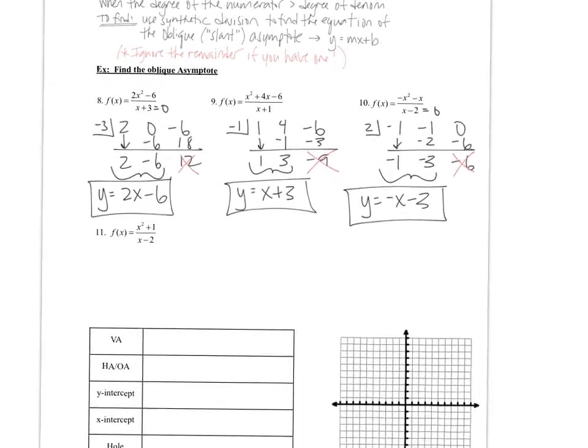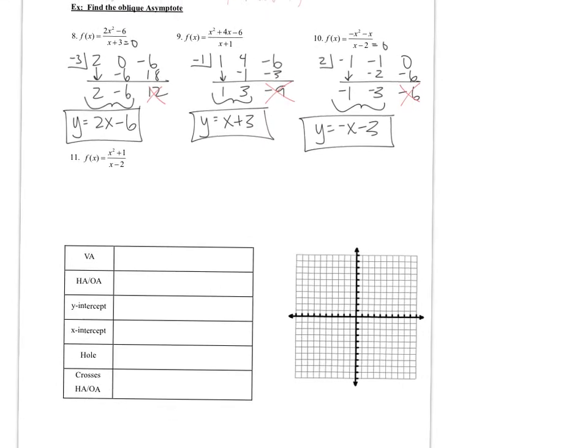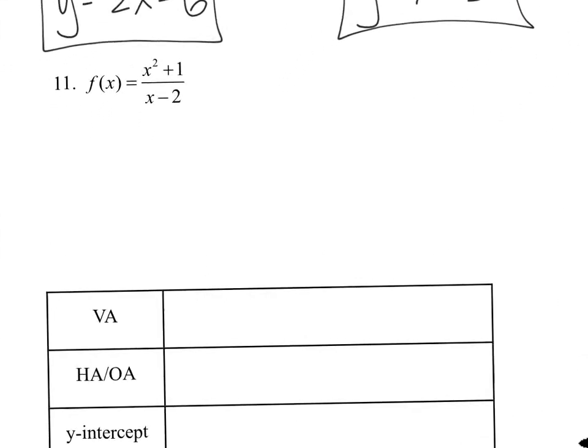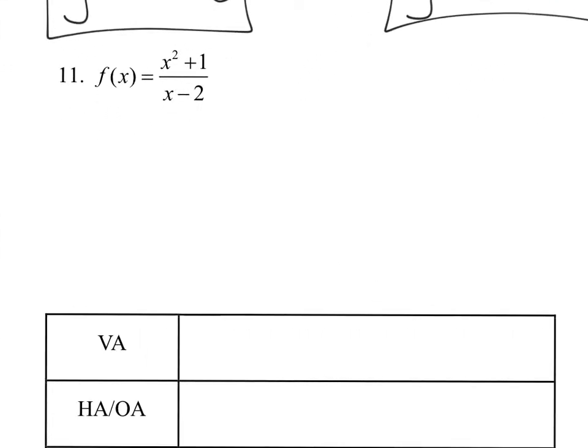Okay, let's take a look at number 11. We're supposed to do the whole thing. So, in this case, again, we're going to start out the problem by doing the exact same stuff that we've done at the beginning. The vertical asymptote comes from setting the denominator equal to 0. That part has not changed, and that means that my vertical asymptote is the line x equals +2.